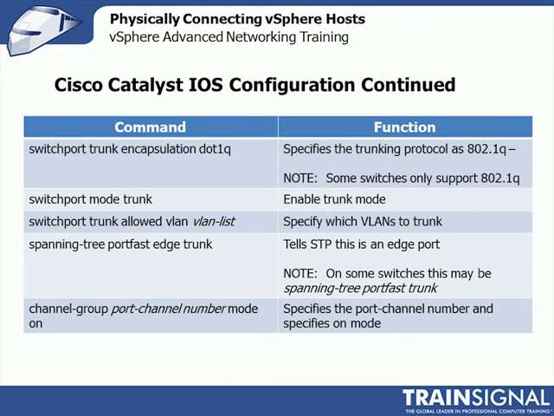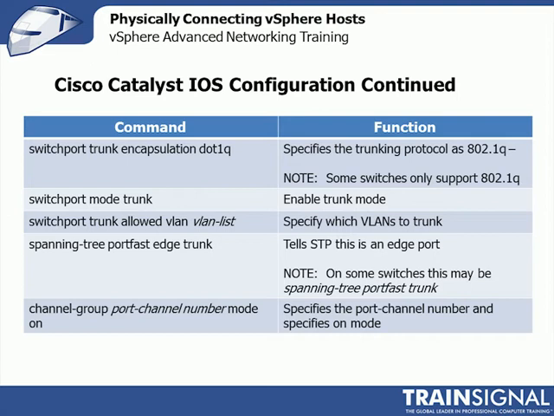Some of the older iOS switches support different trunk encapsulation protocols like ISL or some things like that, but we want to make sure that we use .1Q for all tagging. So we do switch port trunk encapsulation .1Q. Again, if it's a newer switch, it may look at you funny or come back with an error because that's the only thing it supports, but you just want to confirm that because that's the only thing vSphere supports is .1Q. Switch port mode trunk, again, we're going to tell it this is a trunk port.